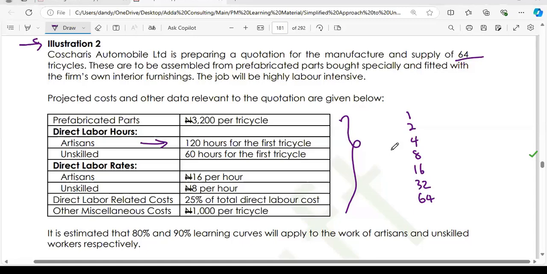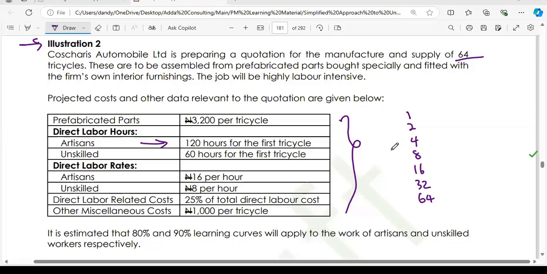Okay, can you see? On the screen, you can double 1 to 2, 2 to 4, 4 to 8, 8 to 16, 16 to 32, 32 to 64. I can double the first batch, which is 1, to 64. The first batch is 1.